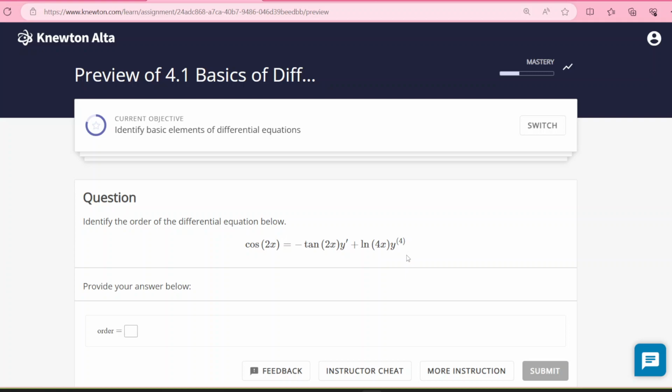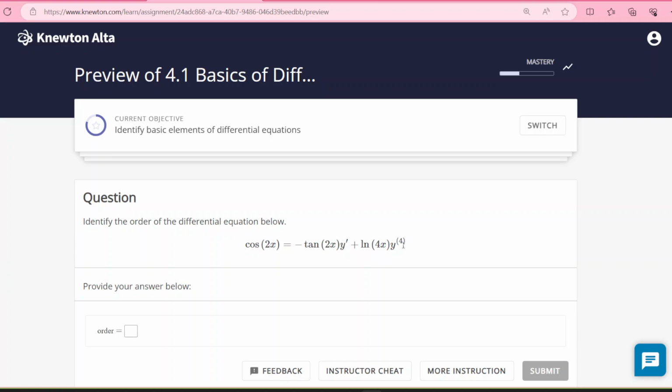All right, order is simply what's the highest order derivative you see in the equation. So cosine of 2x has no derivatives. Negative tangent of 2x doesn't have a derivative, but then you have times y prime. So there's a first derivative. So this could be a first order equation, but let's continue. Plus the natural log of 4x, no derivatives there.